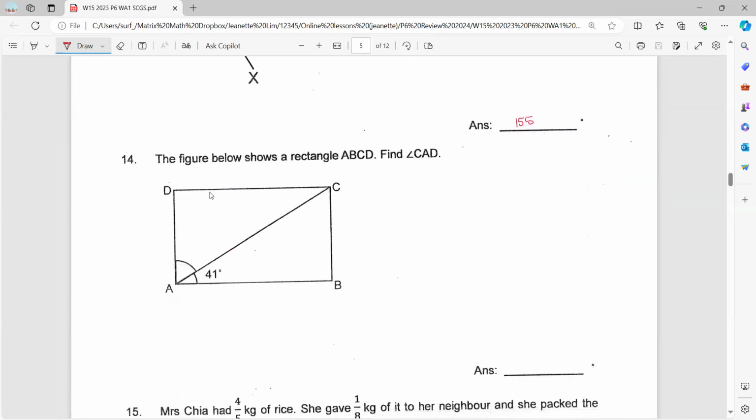Question 14, the figure below shows a rectangle ABCD. Find angle CAD. Okay, so if it's a rectangle, this is a right angle, 90, so 90 minus 41. And this is 49.